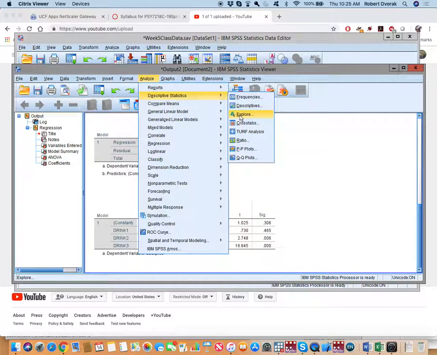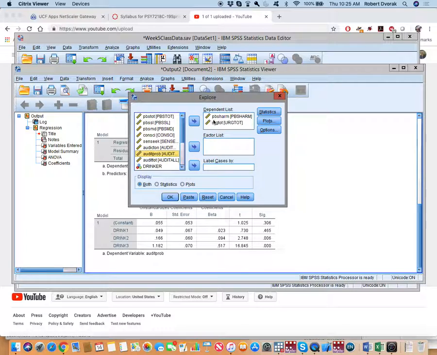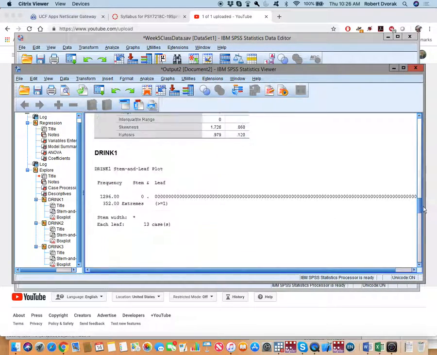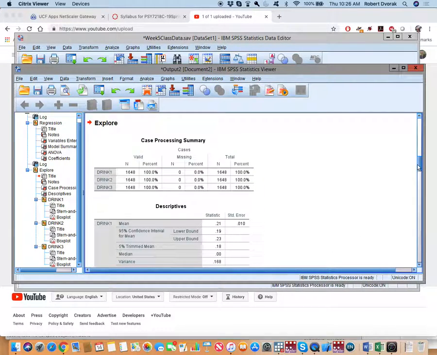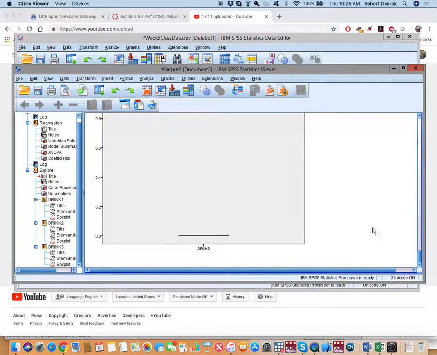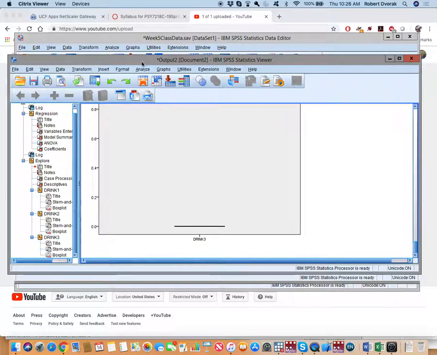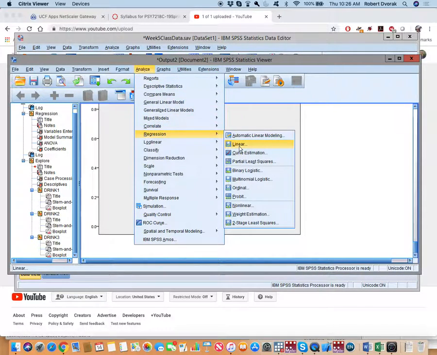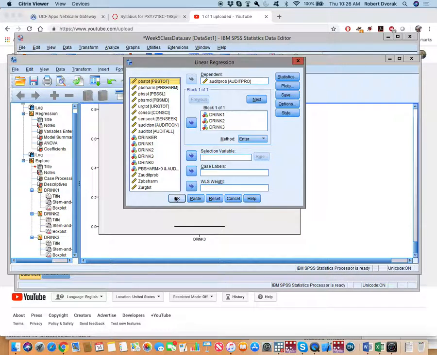Analyze, descriptives, explore. Okay, so that's not going to help. All right, we're not going to worry about it right now. We're going to just pretend like everything is the same. That is a little bit weird and frustrating, but such is life sometimes.